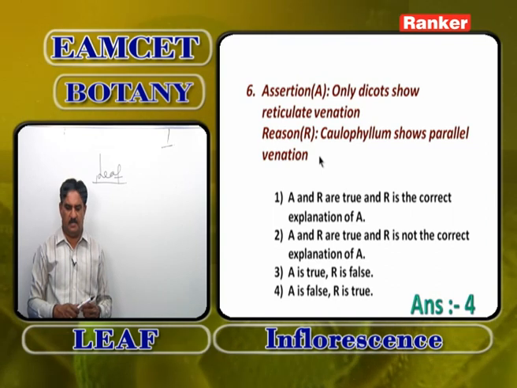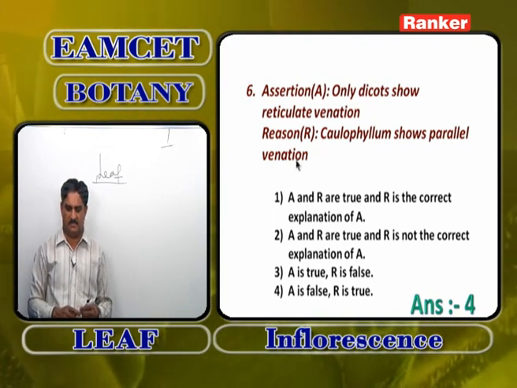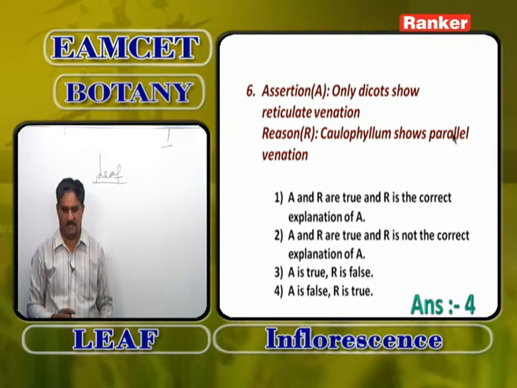Definitely, only dicots show reticulate venation, only monocots show parallel venation, will be a definitely wrong statement. But Calophyllum shows parallel venation is a correct statement.